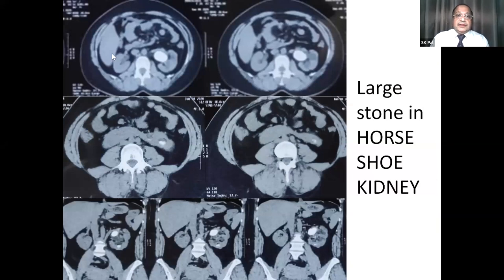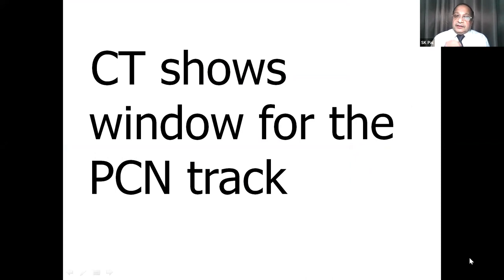You can see when there is a stone in this particular kidney coming down, down, down when you are cutting this section down, down, down. When you come to the lower pole, you can identify the isthmus, and this is a horseshoe kidney, and the stone is extending only up to the calyx and not in the isthmus. All this information can be obtained by a good CT scan. CT shows window for the PCN track.